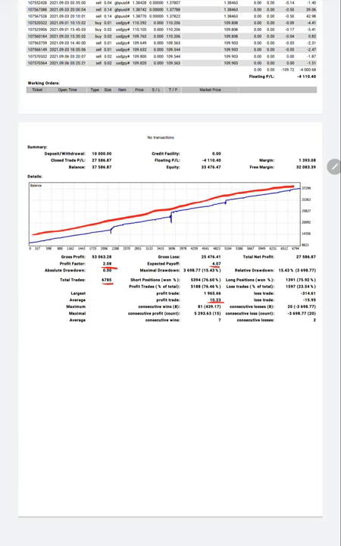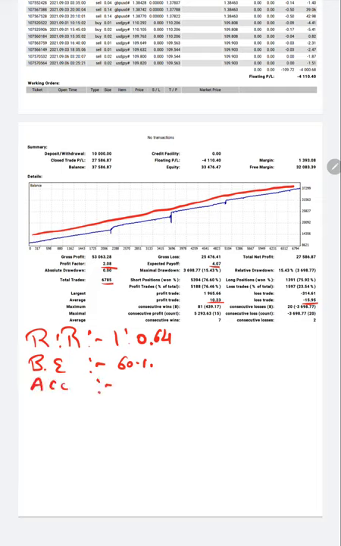Average profit and loss, which we call the risk reward ratio, from that we have calculated it is nearly 1:0.64. And calculating a break even ratio from that risk reward, we are getting around 60%. And the current account accuracy is 76%. So we can say we are up by 16% over the requirement.